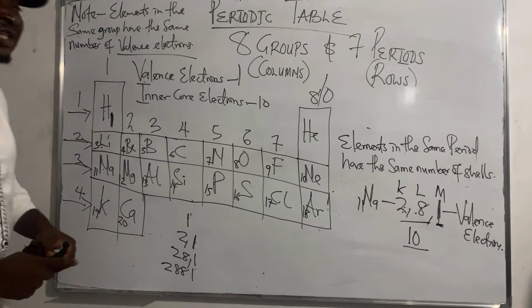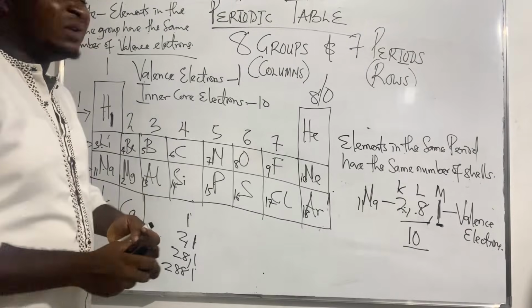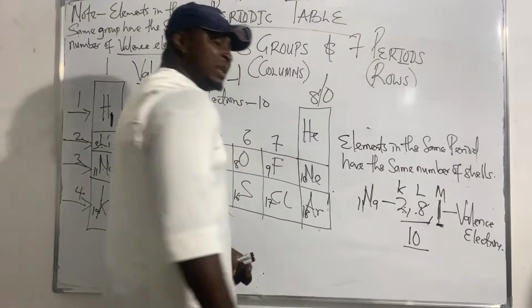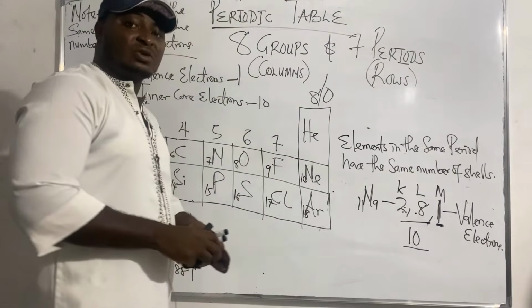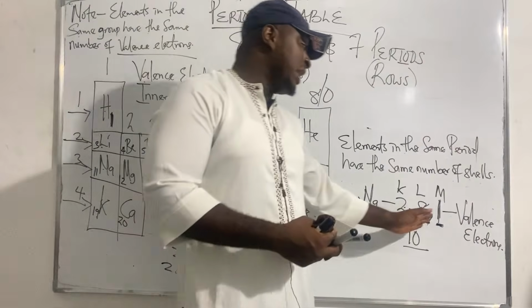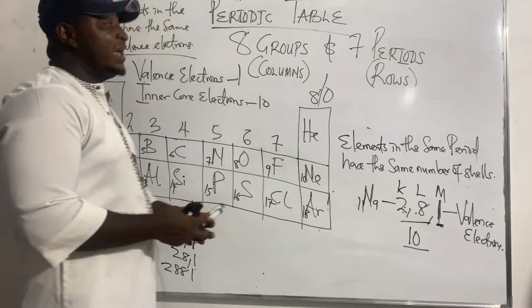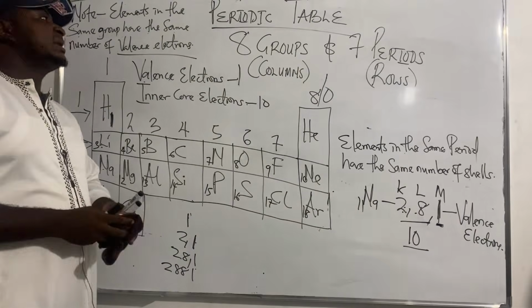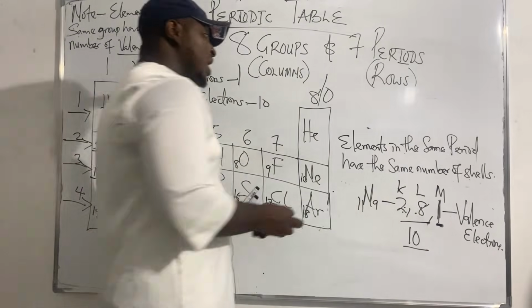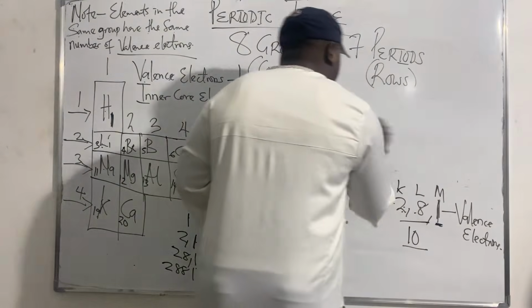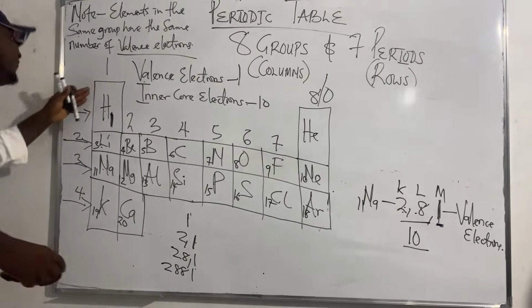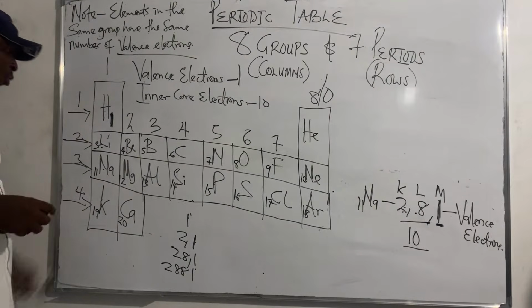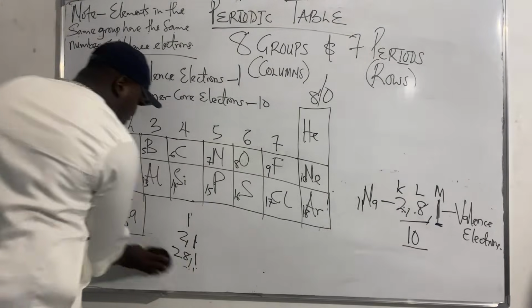The electron on the last shell of an atom is called the valence electron. The number of electrons on the last shell is the valence electron. Apart from the valence electrons, the remaining electrons are called inner core electrons. So we have valence electrons and we have inner core electrons. But when we notice, elements in the same group have the same number of valence electrons. You could be asked in the exam.